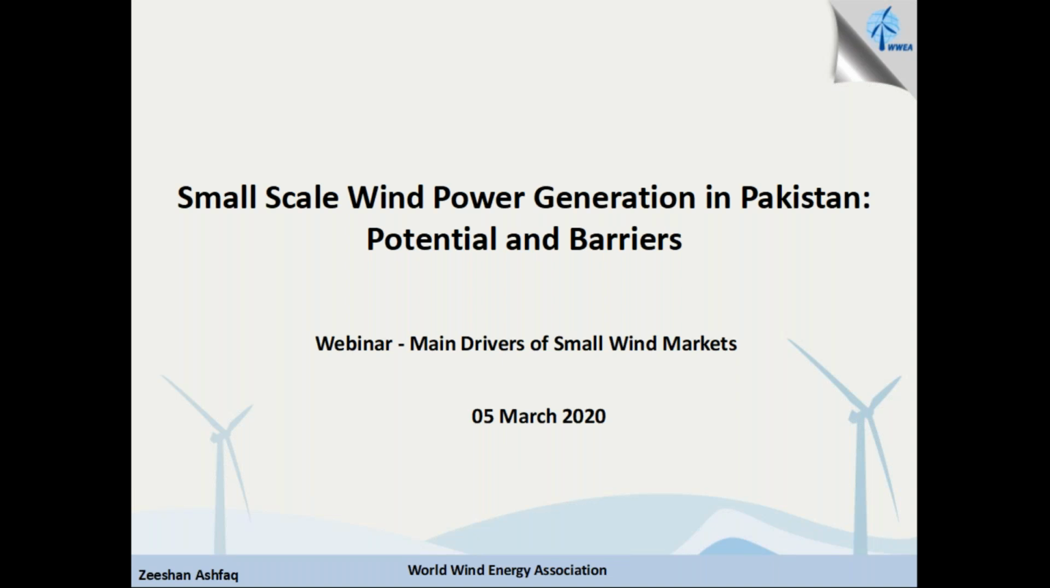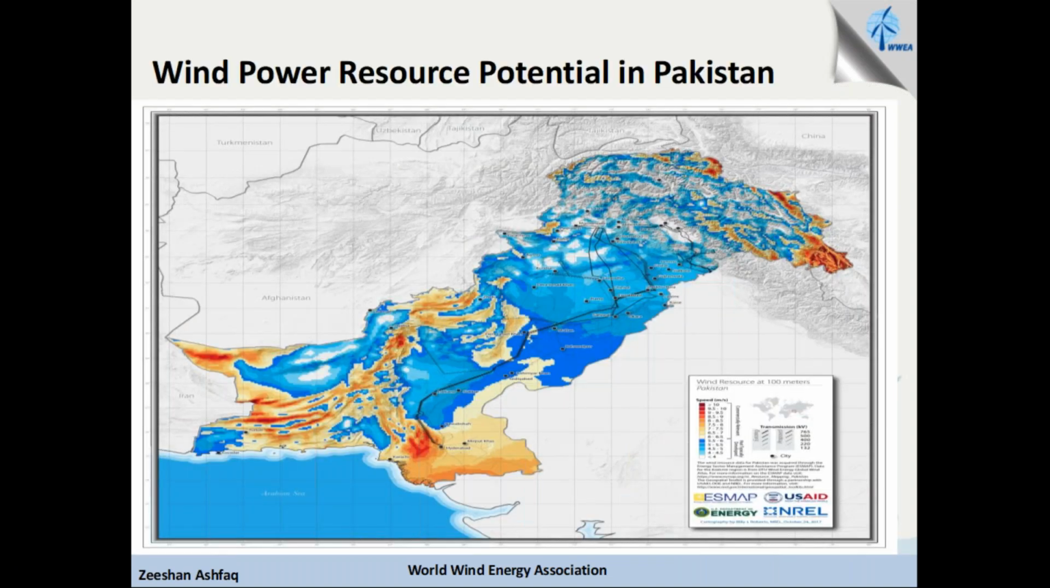So today I'll be discussing mainly the drivers of small wind energy in Pakistan and the barriers to the growth of small wind power in Pakistan. Before moving on towards the barriers and the drivers, it would be imperative to have a look at the map of Pakistan and see where the wind resource is available. So if you look at your screens, the area which is yellow, brown, orange, and red in color is mainly the area where you can generate wind power in Pakistan.